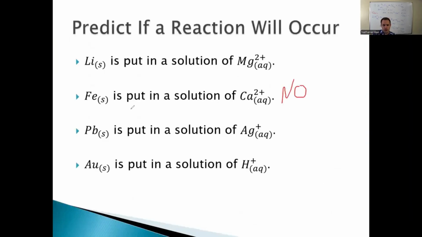All right, I would like you to try 3 and 4. Will lead give electrons to silver? And will gold give electrons to acid, or H+? Go ahead, use your standard reduction potential table to try and predict those.